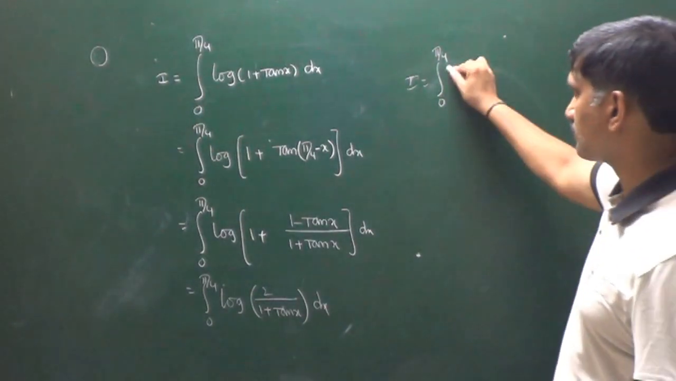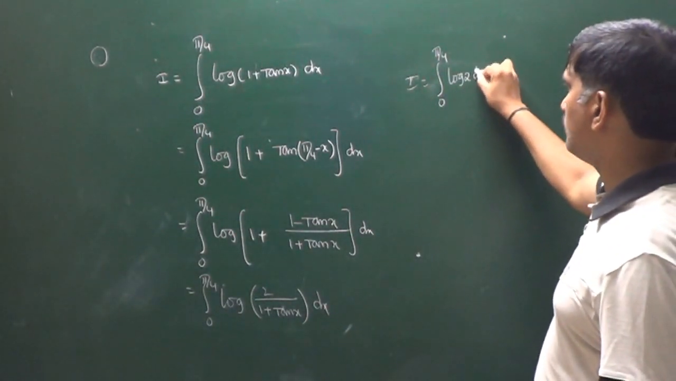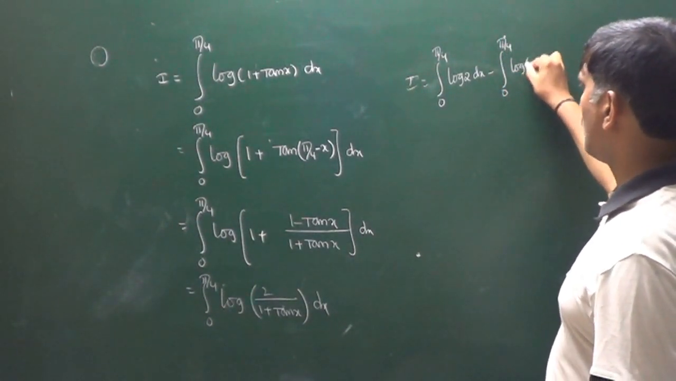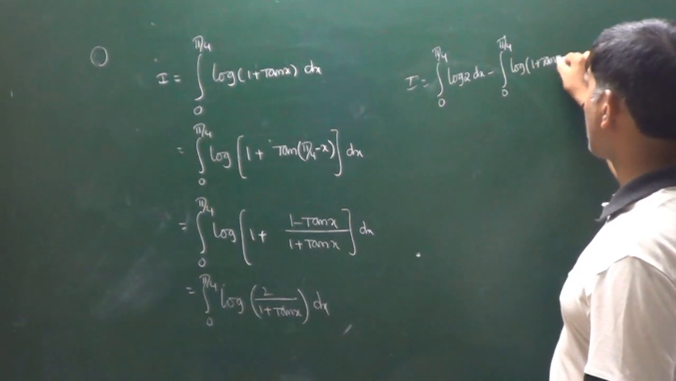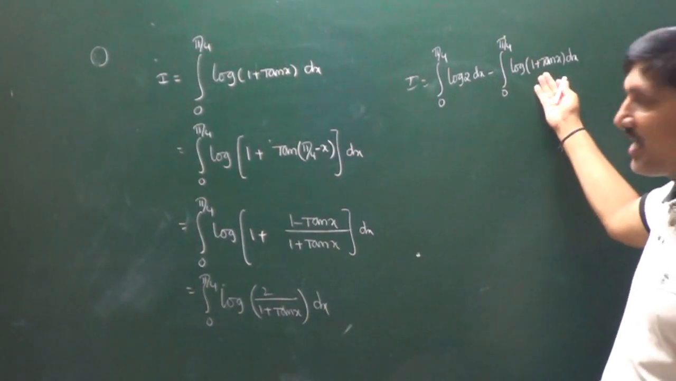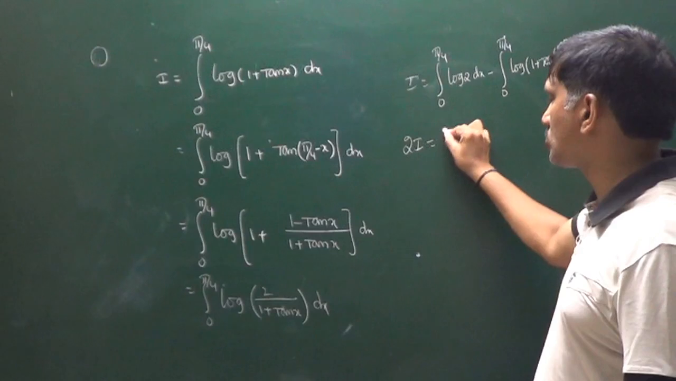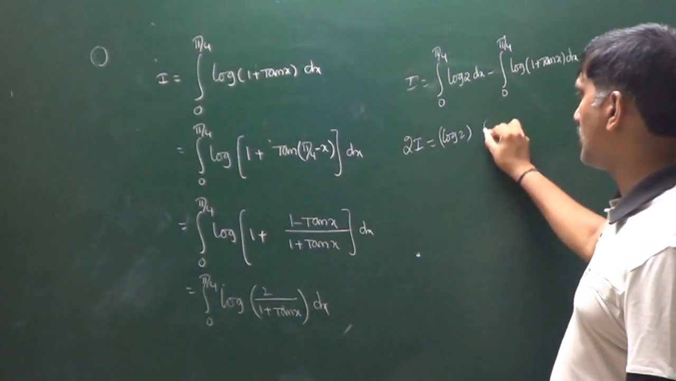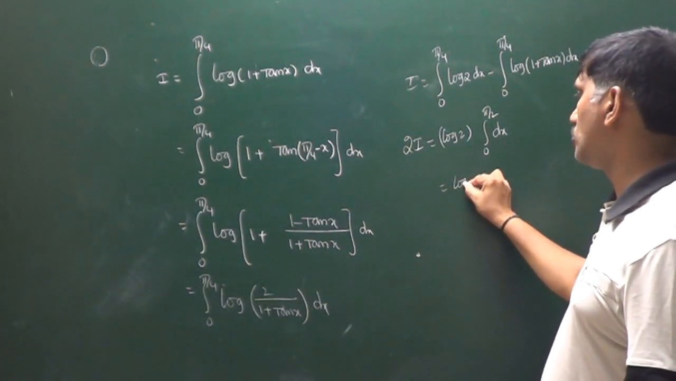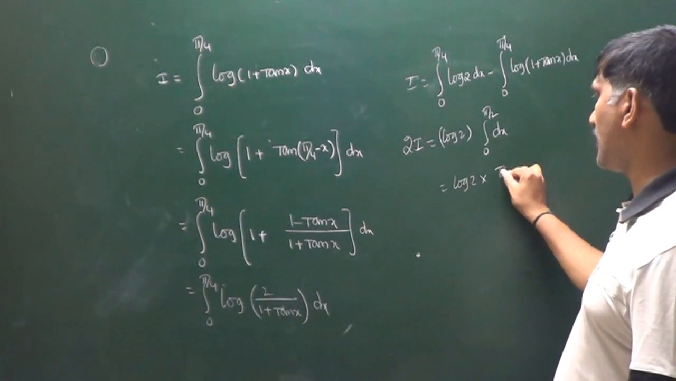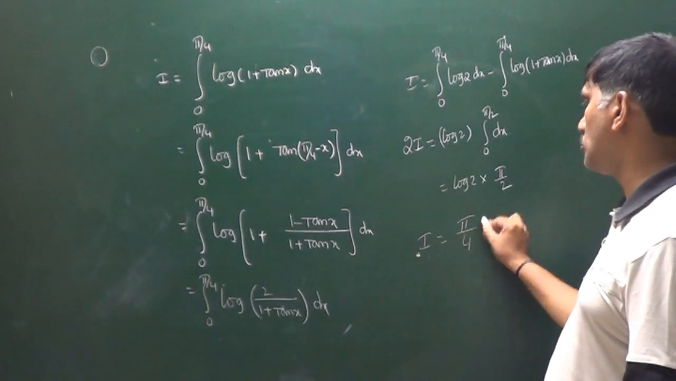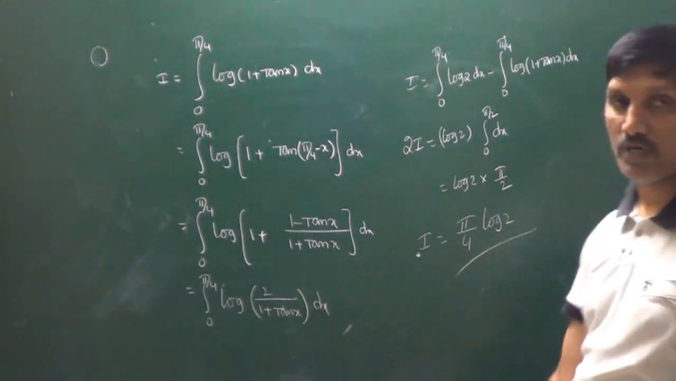Now the same I we can write as I is equal to integral 0 to pi by 4 logarithm of 2 minus integral 0 to pi by 4 logarithm of 1 plus tan x dx. What happens? The same question we got again. This is nothing but I. That's why we can write 2I is equal to log 2 into integral 0 to pi by 4 dx. That is equal to log 2 into integration of dx, which is x, upper limit minus lower limit. Therefore we got the answer as pi by 4 into log 2 for that particular question.